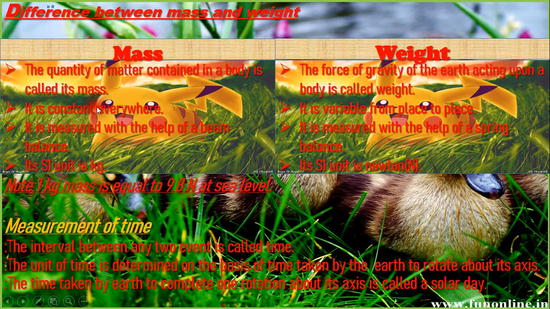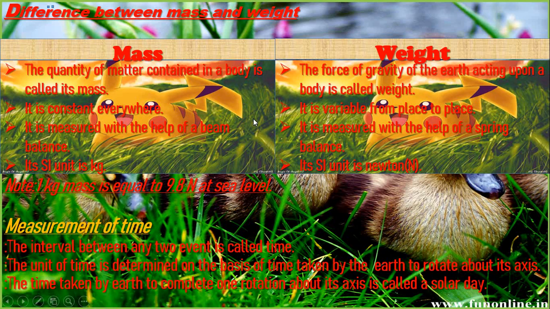The second difference is that mass is constant everywhere in the world. Whether we are on the earth, in Nepal or Japan, on the moon, on Mars or Jupiter or Uranus or Neptune, it does not affect the mass of the body. It is constant everywhere in the universe. But weight is variable from place to place. We have previously discussed that weight is the force of gravity of the earth acting upon a body, and the gravity of different places is different. So it varies from place to place.